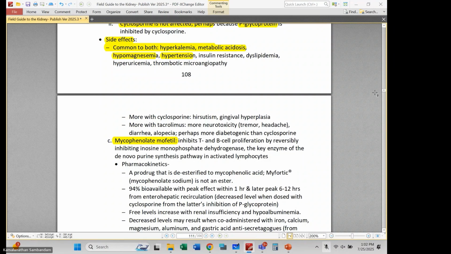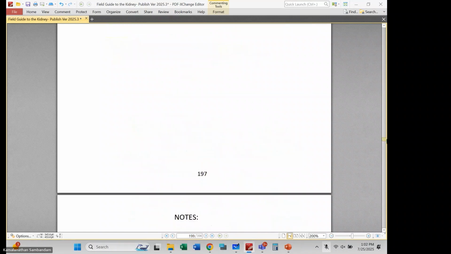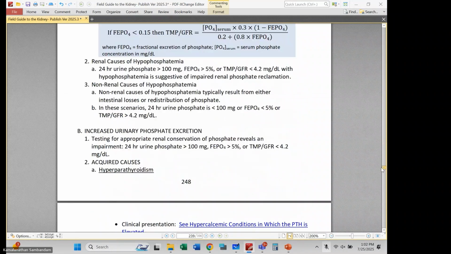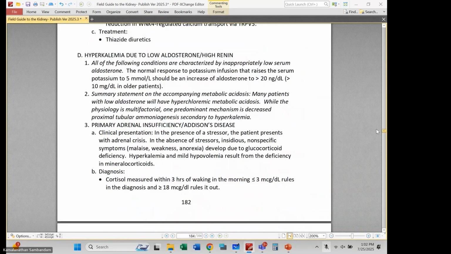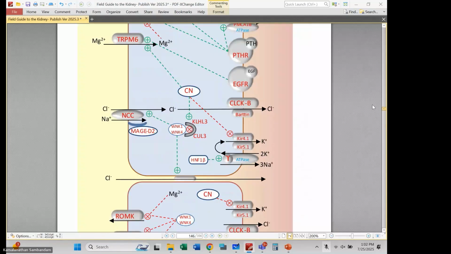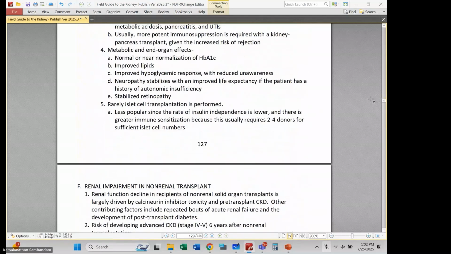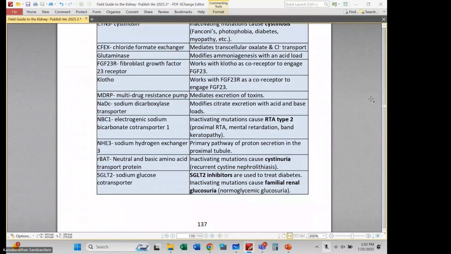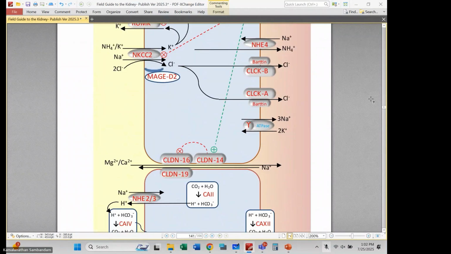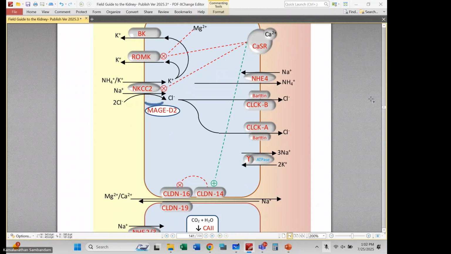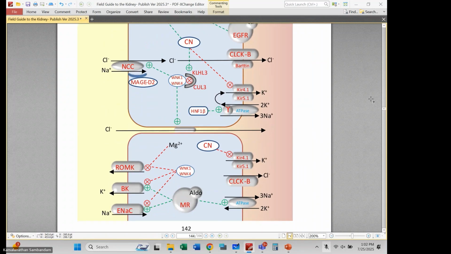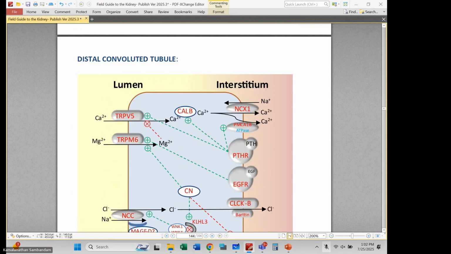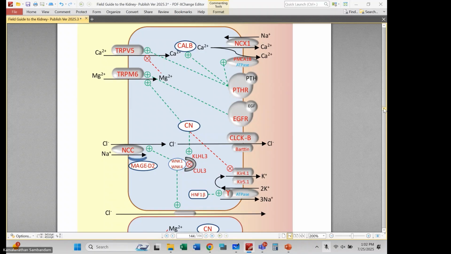We will revisit that. If you want to take a glimpse of it, you can go to your tubular transport map. You'll see that calcineurin is in that map. Okay, so it's there. You'll see calcineurin in the pseudohypoaldosteronism in the distal convoluted tubule. You'll see calcineurin in the effects of CNI. So calcineurin is here as well. Okay, here we are in the distal convoluted tubule. Just a quick preview.